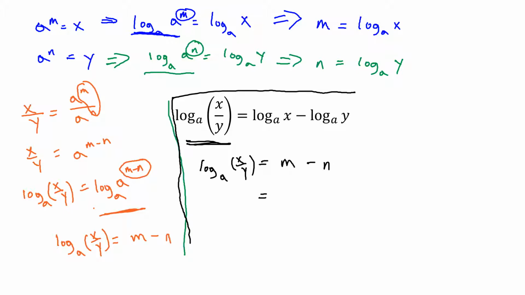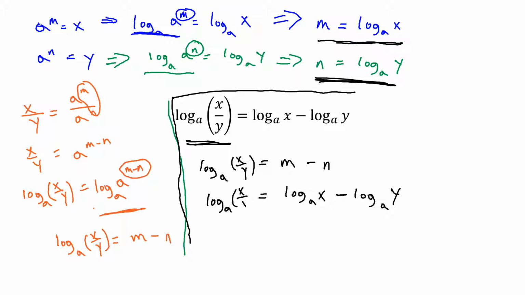We know that m is the same as log base a of x. So log base a of x, and we know that n is the same as what we have here, so minus log base a of y. And so now we've proven our second log rule.